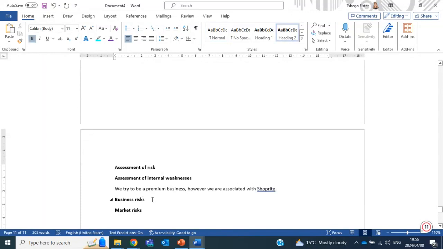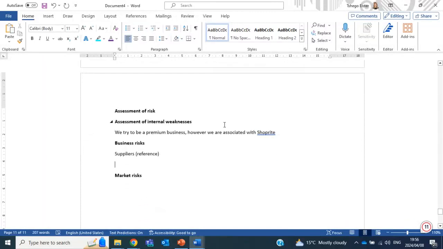Then business risks. What kind of business risks do we face? Obviously, there's the competition. Oh no, that's us as a business. Maybe suppliers could be a problem. And I guess you will also have to Google more business risks that pertain to or could pertain to Checkers. And then market risks are competition.